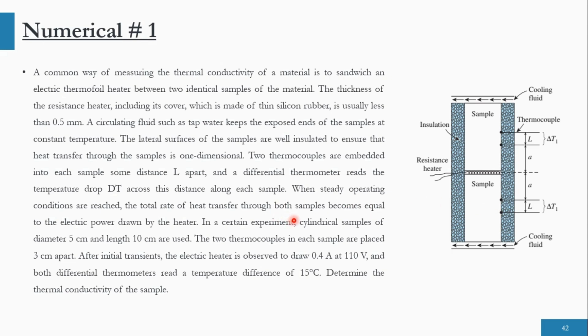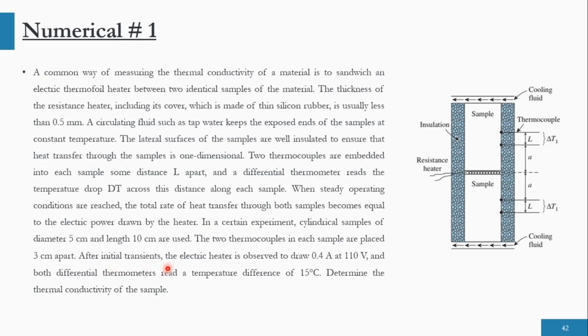In a certain experiment, cylindrical samples of diameter 5 centimeter and length 10 centimeter are used. So we have been given the information about the diameter and length of both samples, and as I have told you, both samples have the same dimensions. Two thermocouples in each sample are placed 3 centimeter apart. So the information about the thermocouples is also provided.